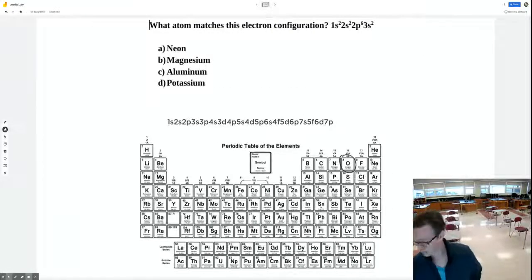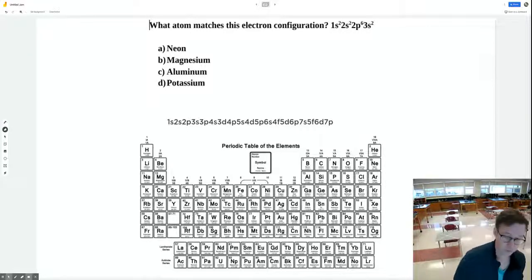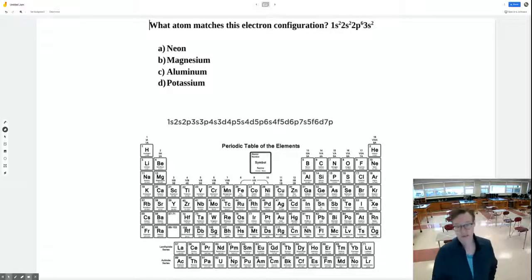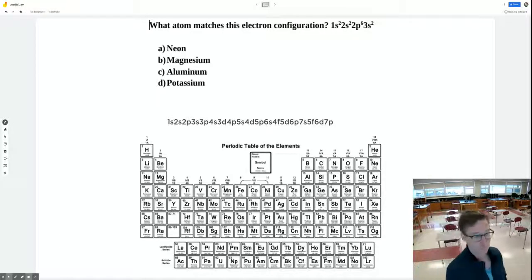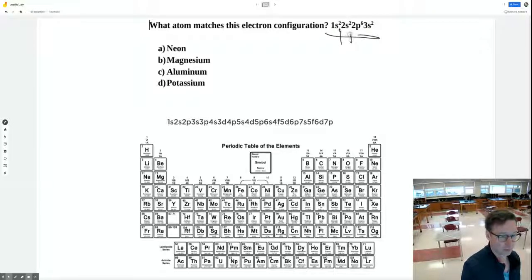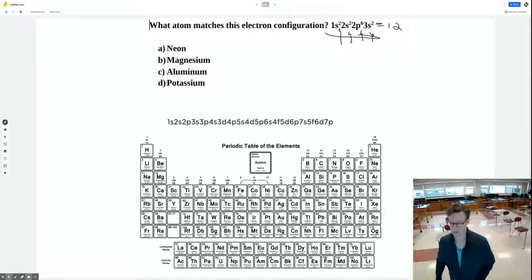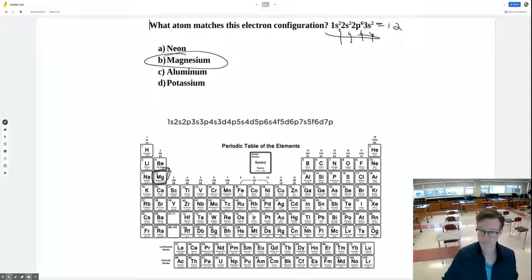For the next question, and actually for most of these next couple of questions, it's going to be a similar process. What atom matches this electron configuration? Well, how many electrons are there? And to figure that out, if you're given the configuration written out this way, all you do is you look at the little numbers up top and you add them together. So we've got 2, 4, 6 is 10. There's a total of 12 electrons there. So what element is number 12? Down here, element number 12 is magnesium. That's all there is to it there.